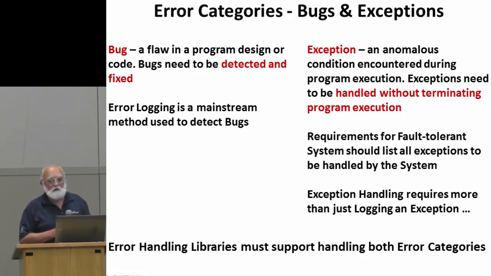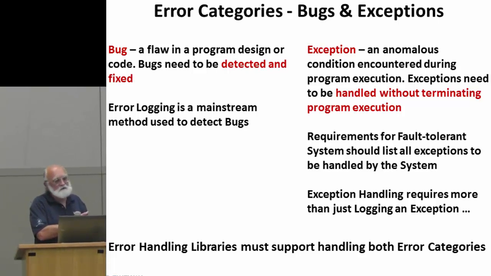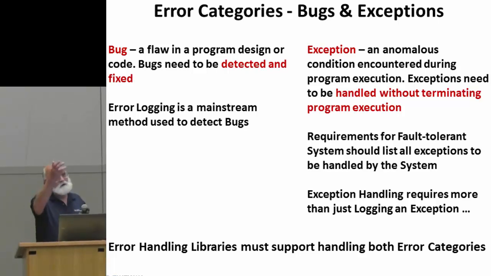And for example, for a fault tolerance system, all exceptions should be explicitly listed in the requirements or in the spec or whatever. And that list should mention how they need to be handled. It's a feature of the program. And of course, when you write error handling libraries, you need to be able to handle both use cases because bugs and exceptions are intermixed. There is no way to figure out which is a bug and which is an exception, except by returning to the caller.